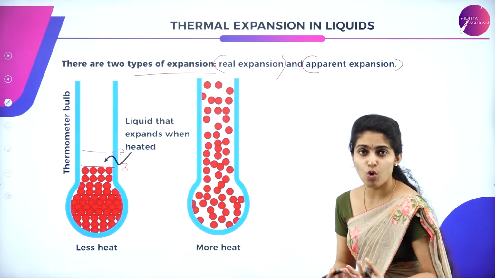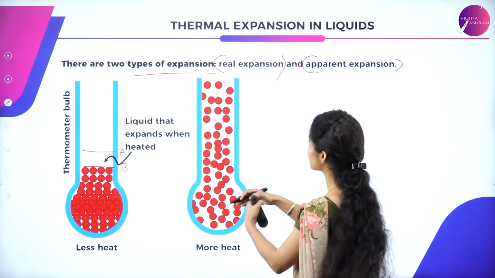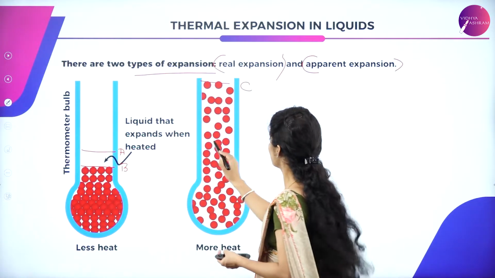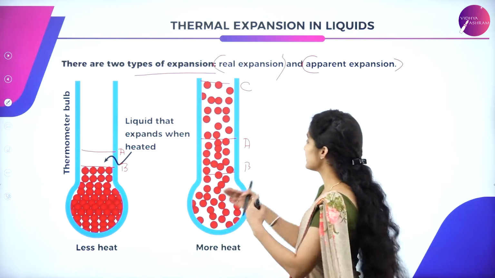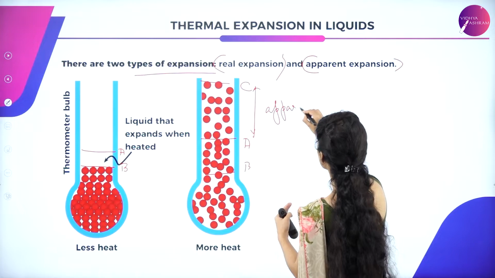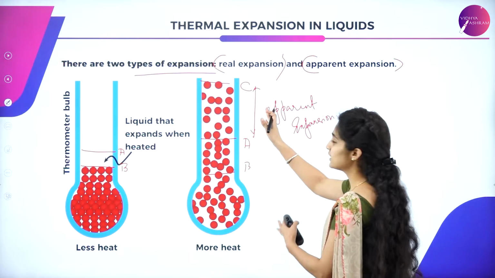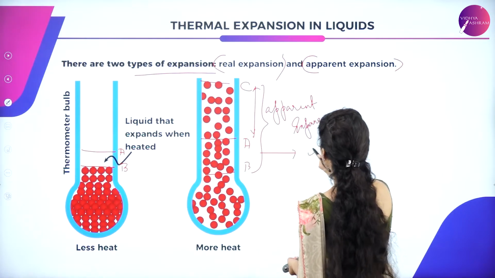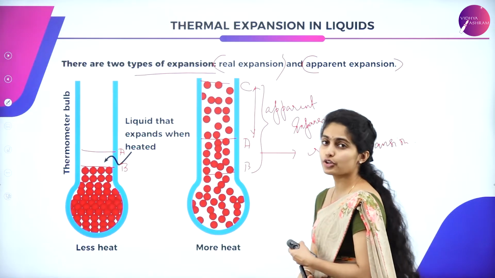And when we produce more and more heat, what happens to the fluid present over here? It starts expanding. So there is certain expansion when the heat is more. Name this expansion as C. So here you had your A, here you had your B, and here you had your C. This change from A to C is said to be apparent expansion, whereas from B to C on the whole is said to be real expansion. So this is all about your thermal expansion.